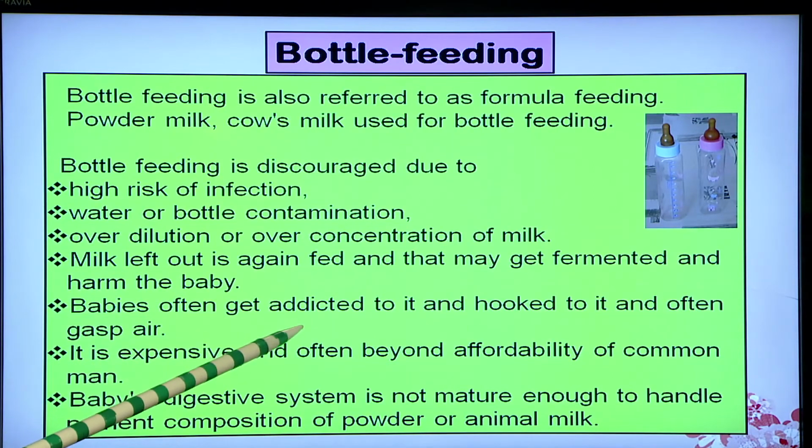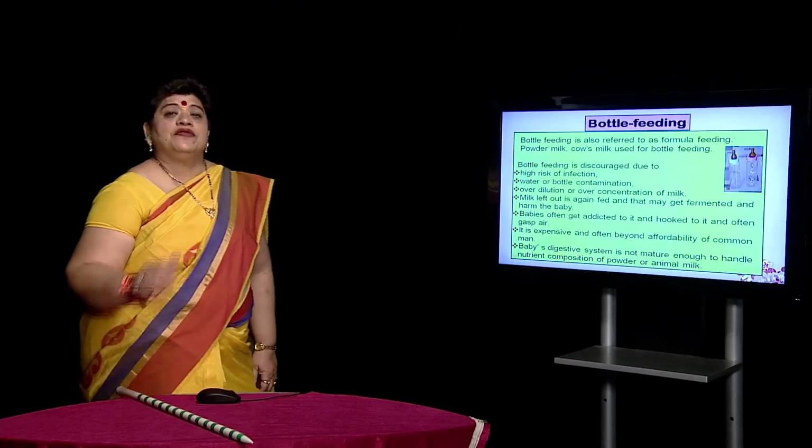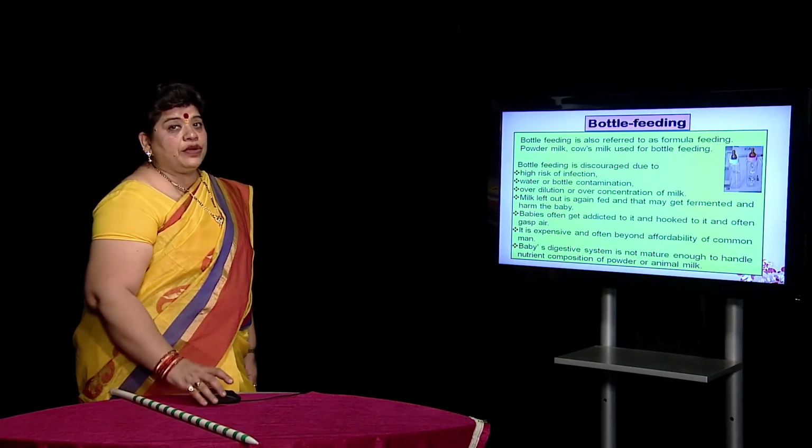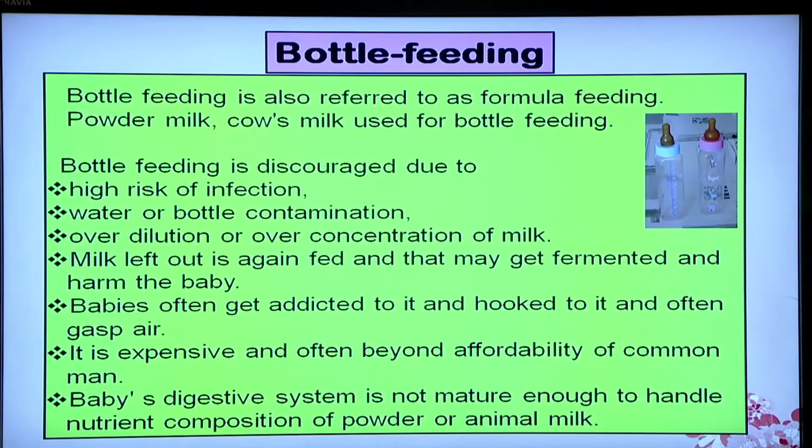Babies often get addicted and hooked to it and often gasp for air. It is expensive and often beyond the affordability of the common man. The baby's digestive system is not mature enough to handle the nutrient composition of powder or animal milk. The baby's digestive tract is very, very delicate and very soft, but this milk is very heavy to digest, so it may harm the baby.